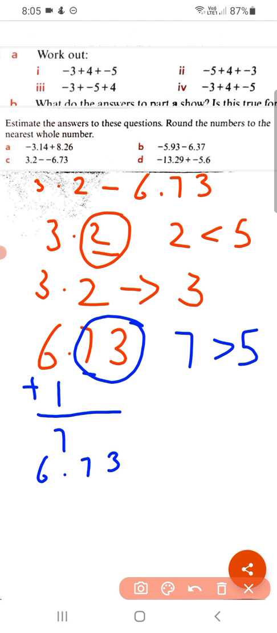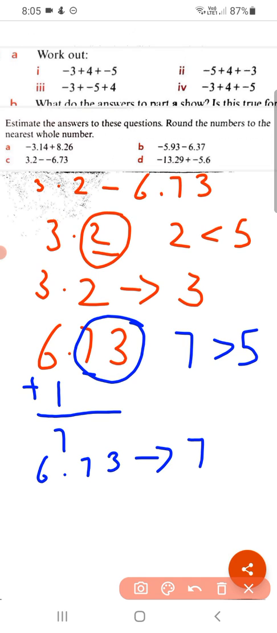6.73 becomes 7. Okay. So children, here the digit in the 10th place is more than 5. In such cases, what will we do? Add 1 to the digit in the ones place. Here the digit in the ones place is 6. 6 plus 1 is 7. Okay. And remove the decimal part.